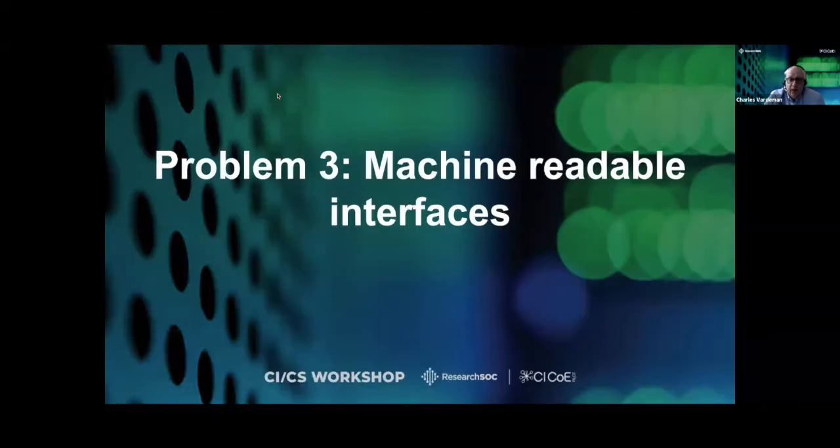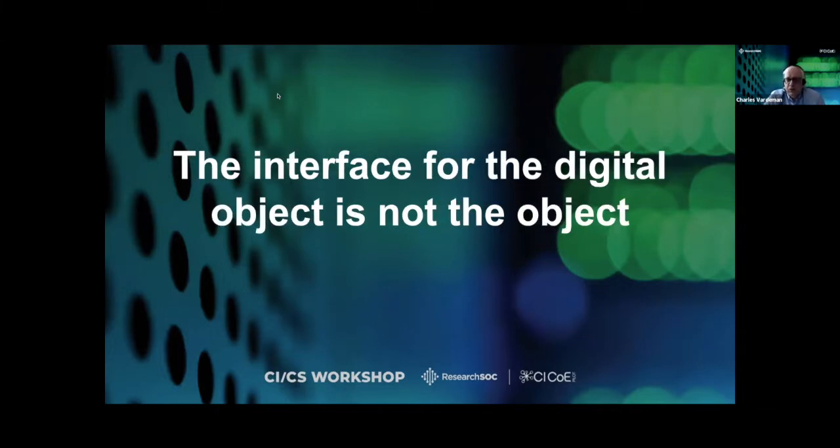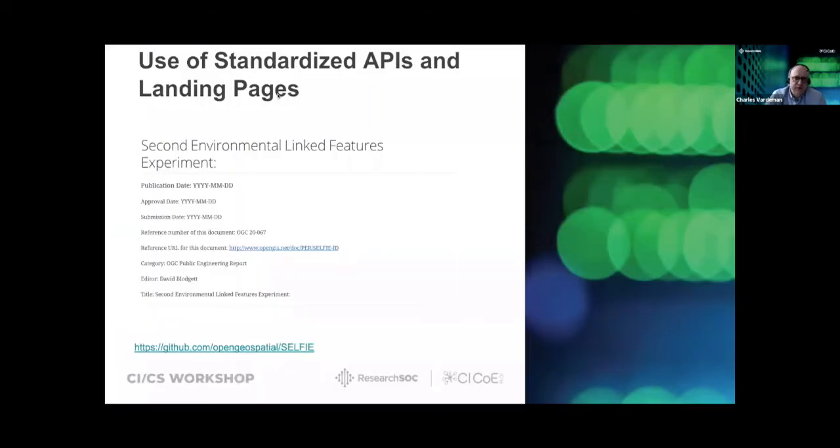Okay, the third problem is machine readable interfaces. Part of the issue with the implementations of the standard in that diagram that I showed was that everyone is implementing their own metadata standards, but they're not implementing the interfaces in a standardized way, or at least in a machine readable way that makes it explicit to the machine what is going on. The issue, once again, is that the interface for the digital object is not the object itself. This is a related issue to persistent identifiers.